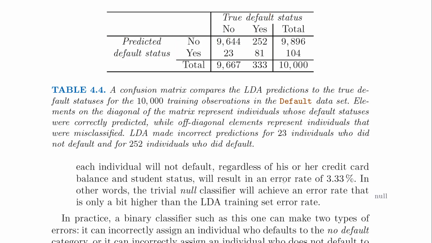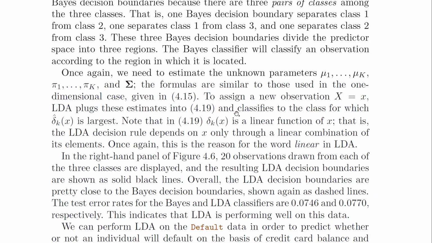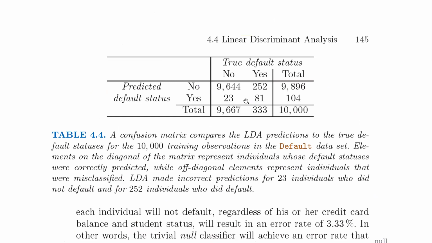So how do we calculate that 2.75% error? I think you just add these two, right? You add the false positives and the false negatives. 252 plus 23, that's 275. Yeah, 275 of these 10,000, the model got wrong.